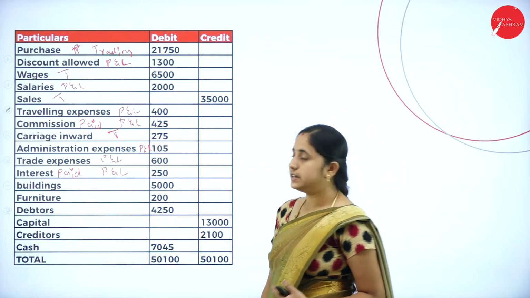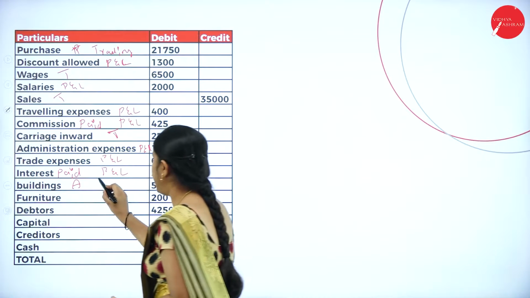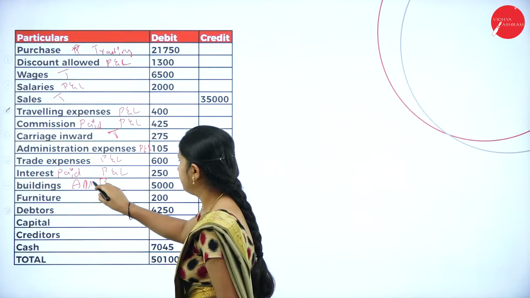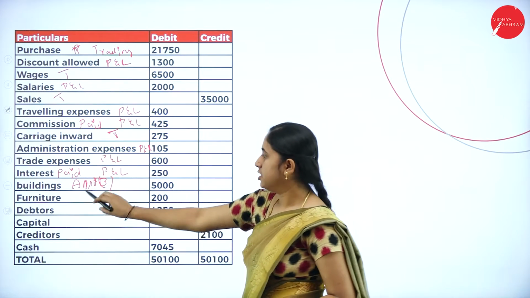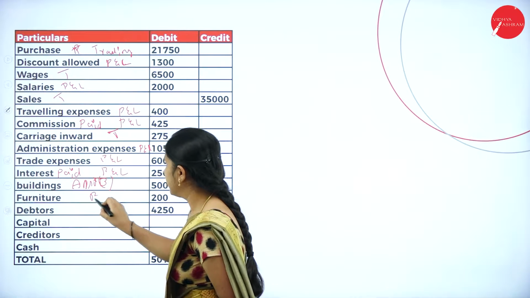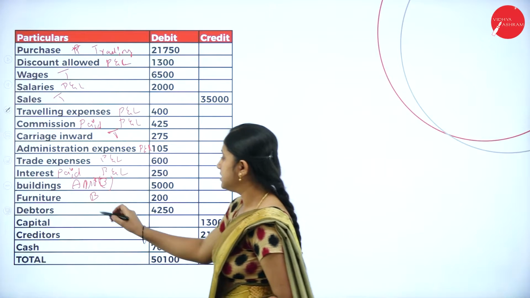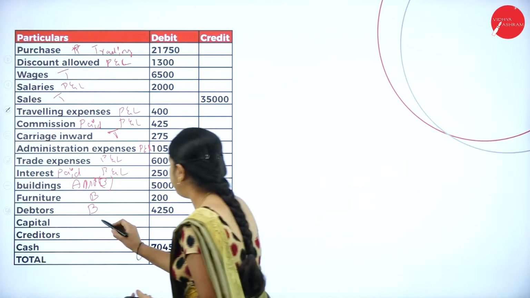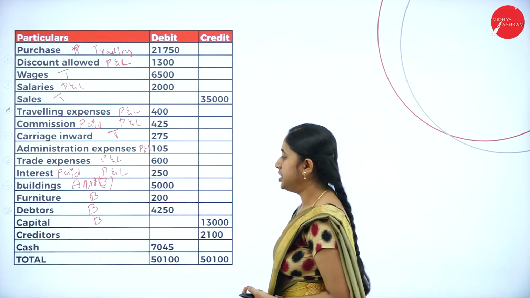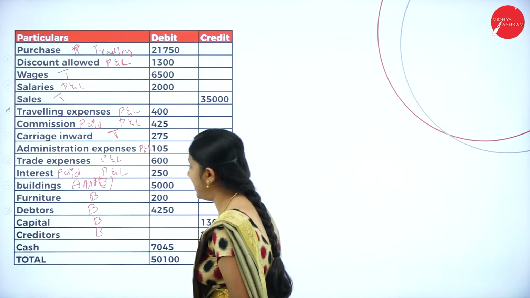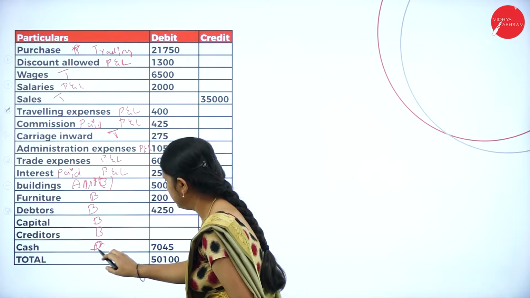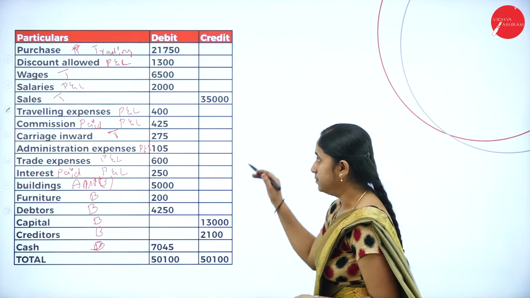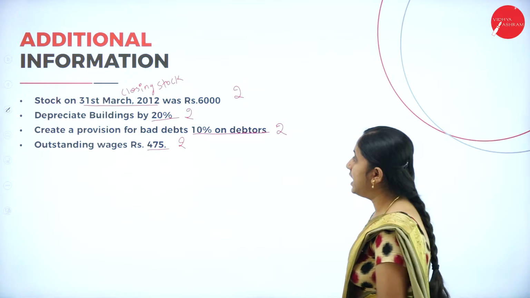Then building. Building is asset, so balance sheet. B means balance sheet, A means asset. Furniture is also asset, comes in balance sheet. Debtors is also a balance sheet. Then capital. Capital is a liability in balance sheet. Then creditors, creditor also balance sheet. Cash, balance sheet. First, you need to classify between the trading account, profit and loss account and balance sheet. So, trial balance over. Then additional information.